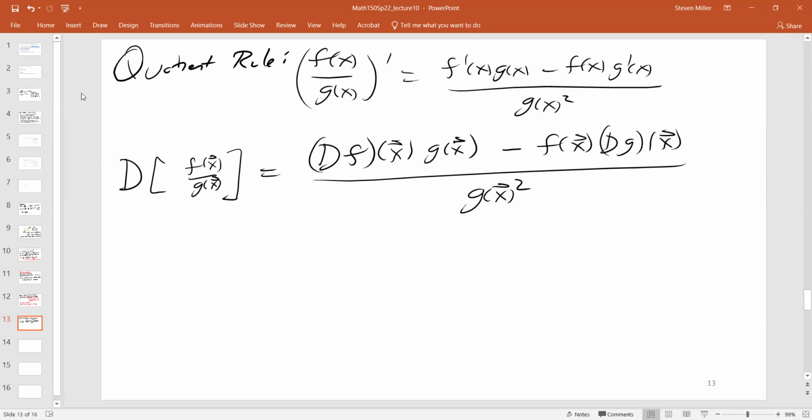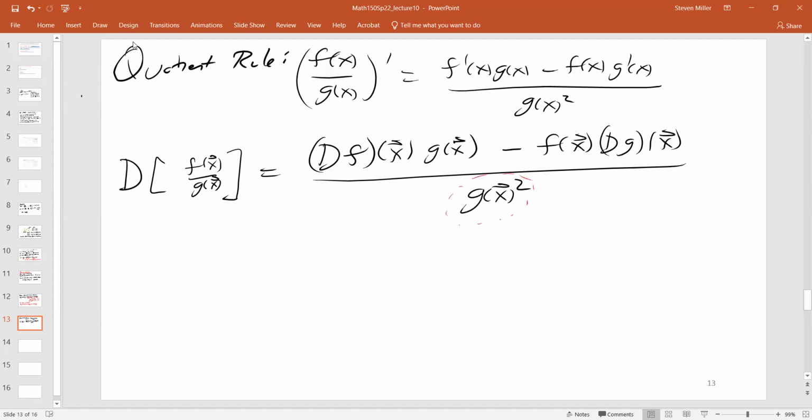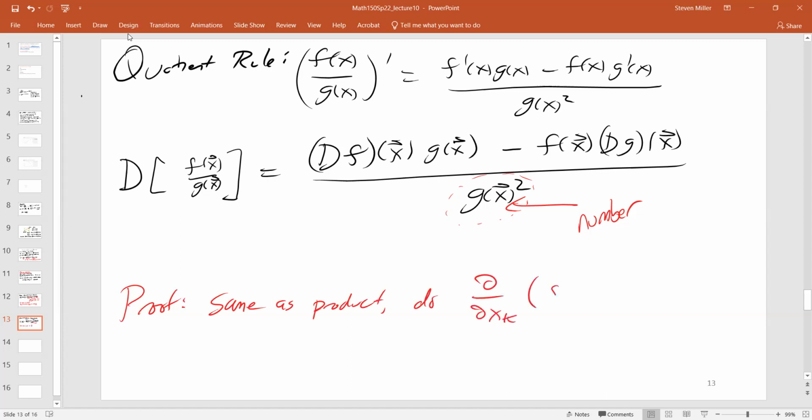Are we allowed to do g of x squared? What kind of quantity is g of x squared? It's just a number. So actually the quotient rule is proved the exact same way as the product rule. There's nothing we need to worry about because we have a g of x squared down below. If we had a g prime squared below, completely different story. And so in the proof, same as product, do d by d xk of f of x over g of x. And you just do it for each component and then you put it all together.